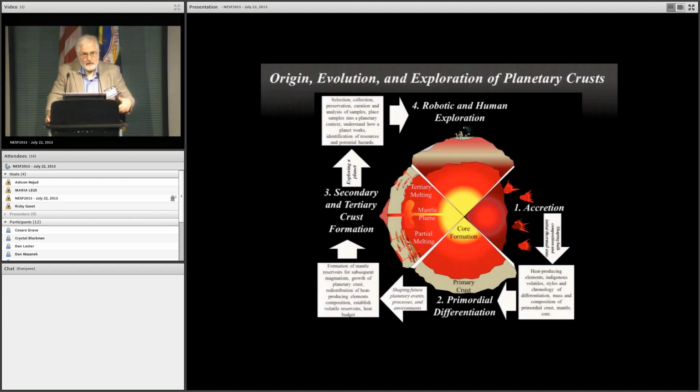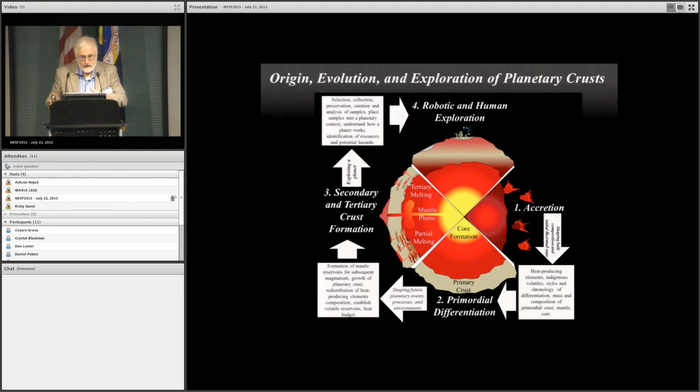Again, what I'm going to be focusing on is primarily the primordial crust and primordial differentiation, and this is a diagram that I've modified from diagrams that were produced by Ross Taylor and Jim Head, and it just shows the linkage among various stages in the evolution of a planetary body, from accretion to primordial differentiation, through secondary and tertiary crustal formation, to finally robotic and human exploration.